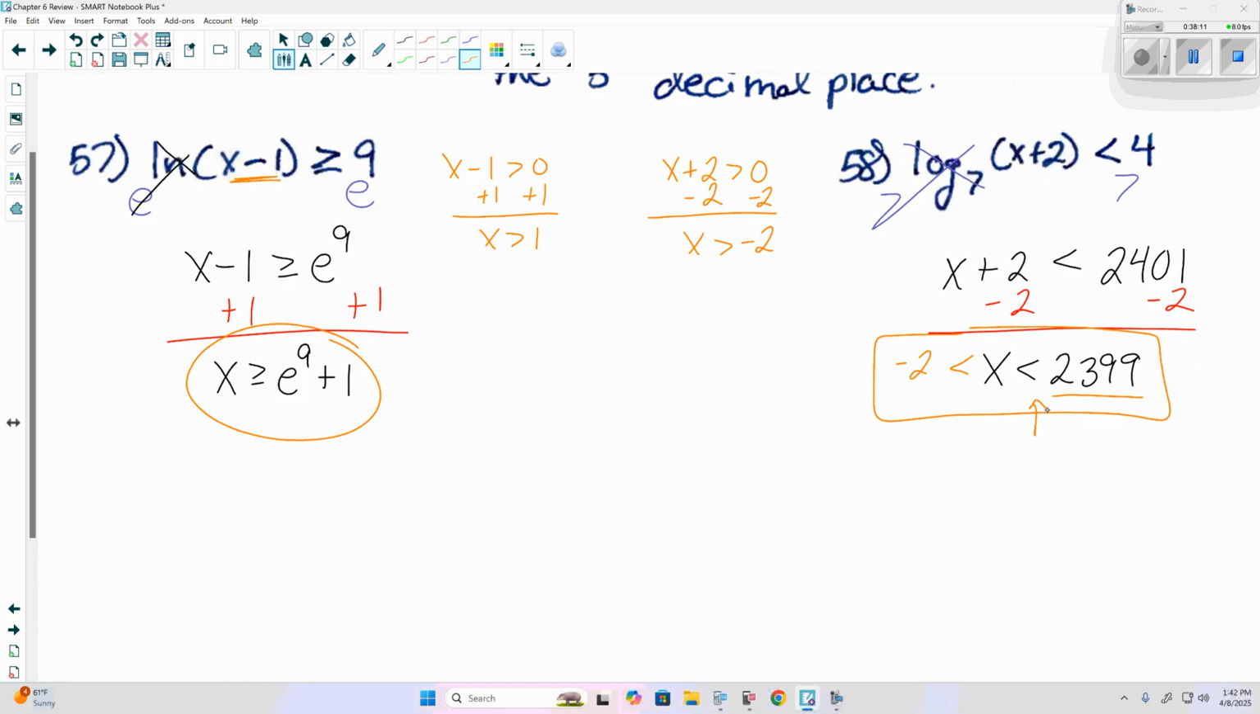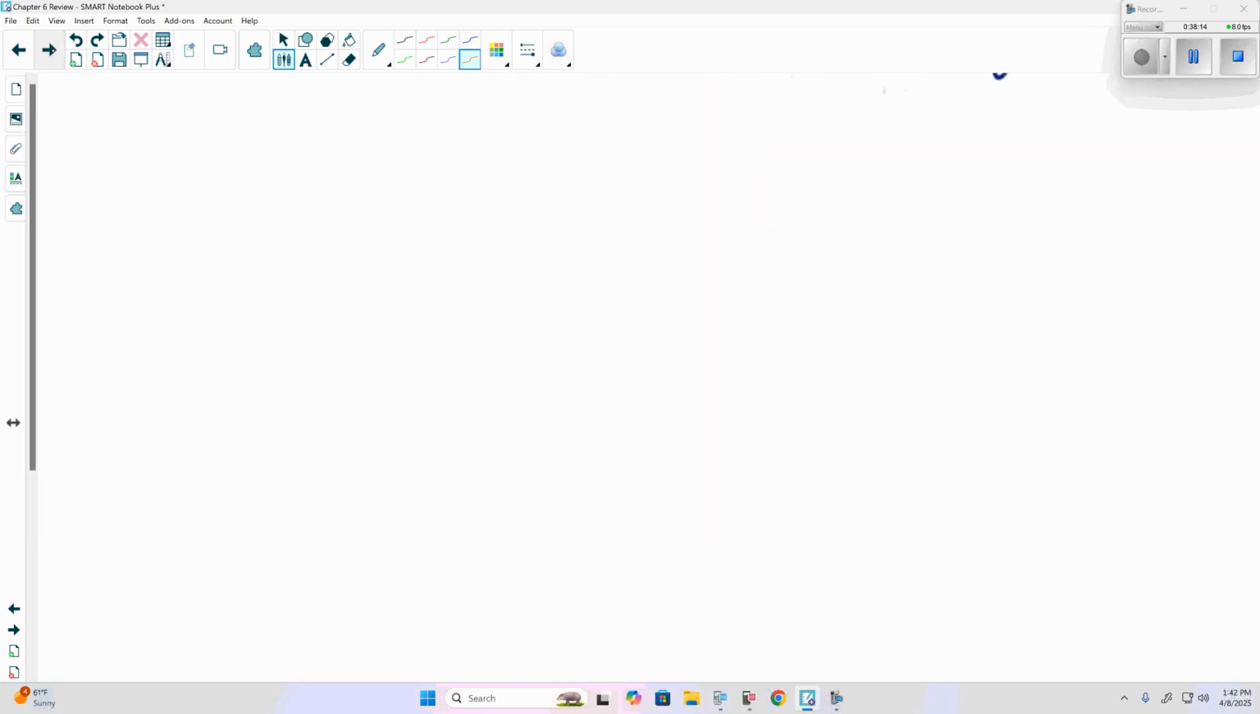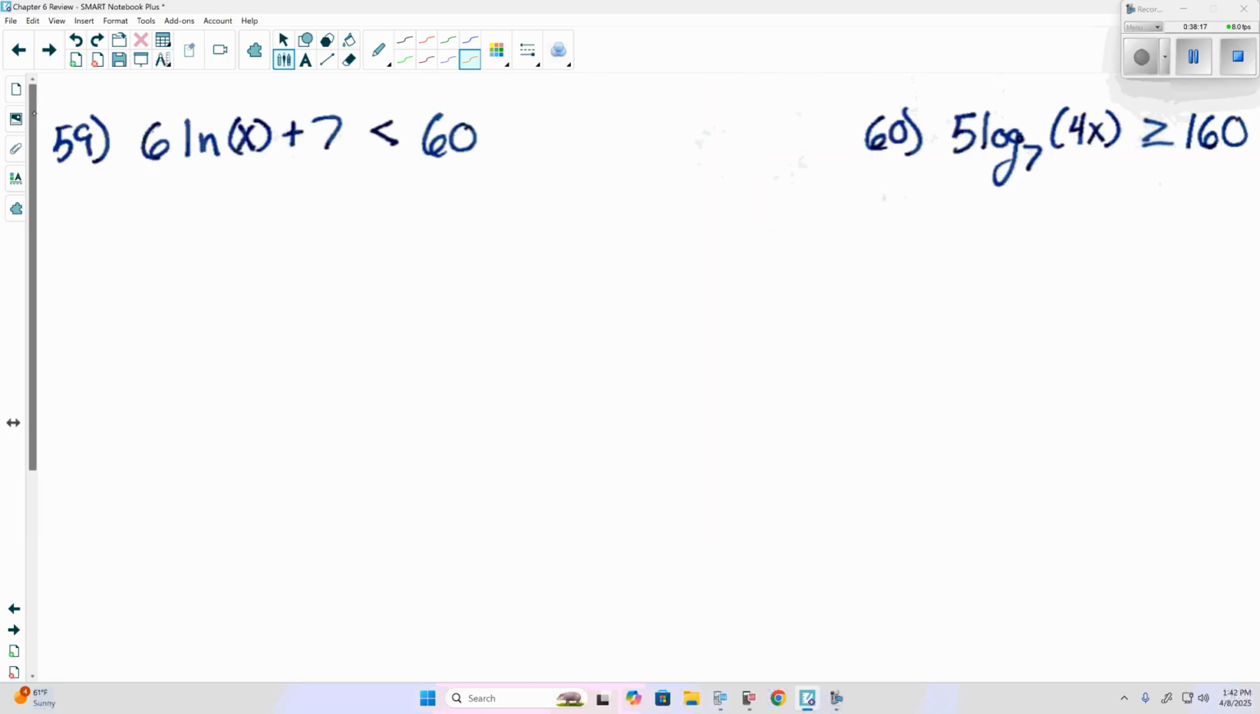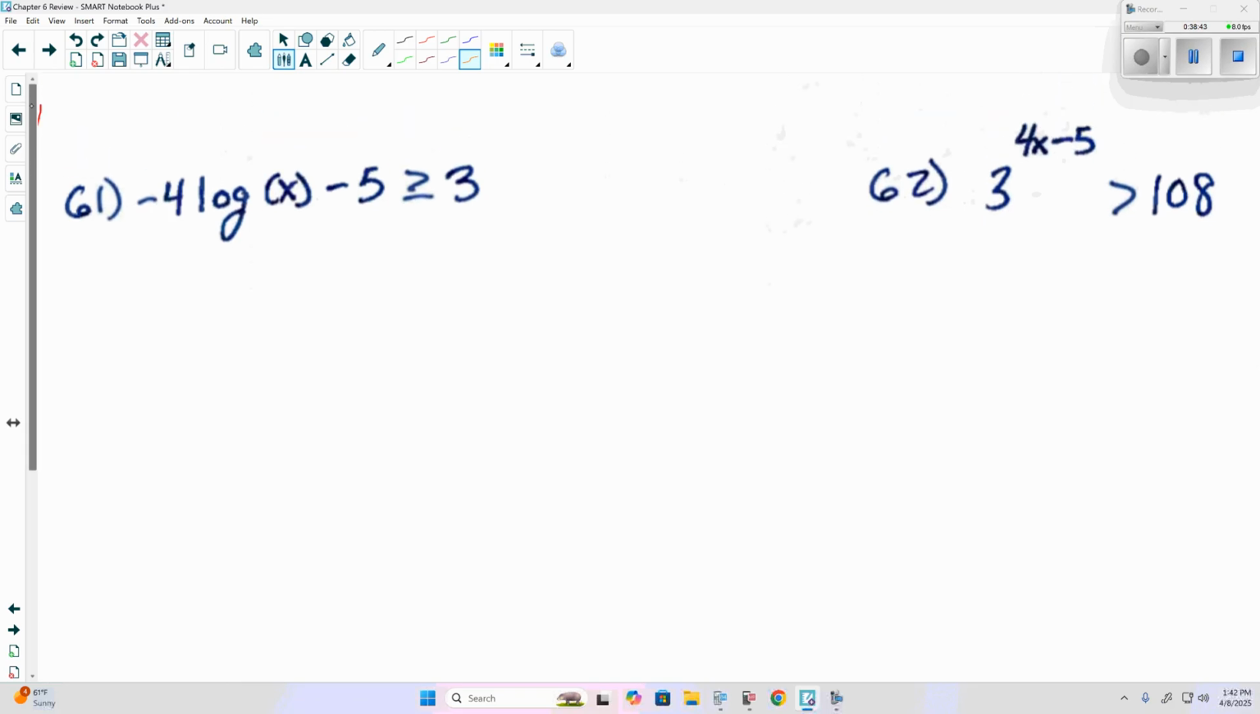Does that make sense on this here? Questions on 59 or 60? Either one of those that y'all want to look at. We good with these here? Just get the log by itself and put it to the base. Same with this here. The only time it changes is if we multiply or divide by a negative. You got to flip that sign.